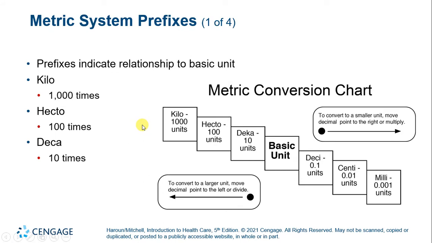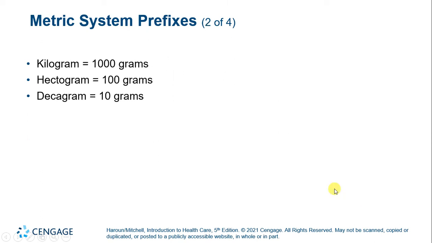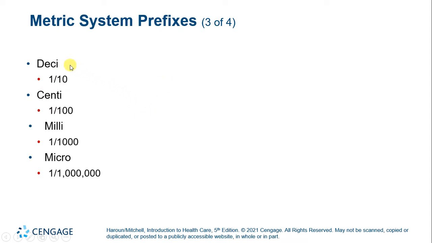And there are prefixes that indicate the relationship to the basic unit, so you need to understand this in order to convert within the metric system. We just did that with grams and milligrams. Okay, so you see here the basic unit would be grams, but milligram is 1/1000th of the basic unit. Kilogram is 1,000 grams. Hectogram is 100 grams. Decagram is 10 grams. Deci is 1/10, centi 1/100th, milli 1/1000th, and micro, and you can see that there is a millionth.